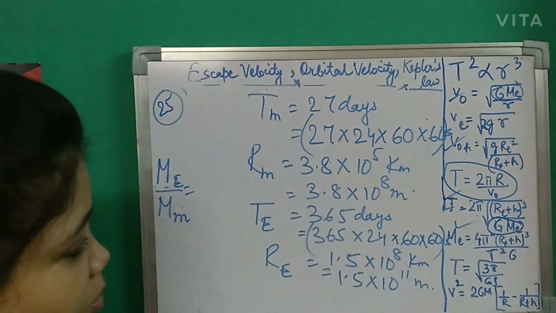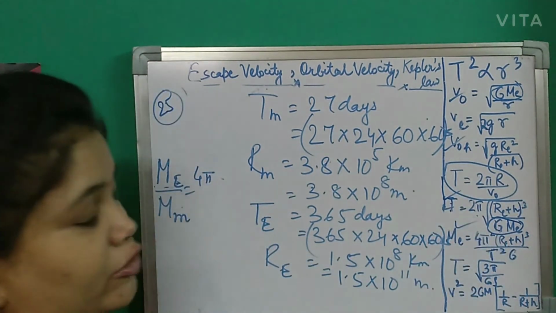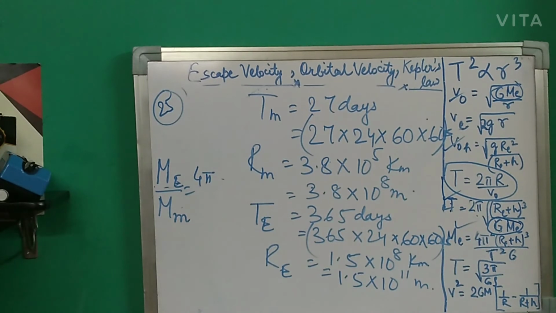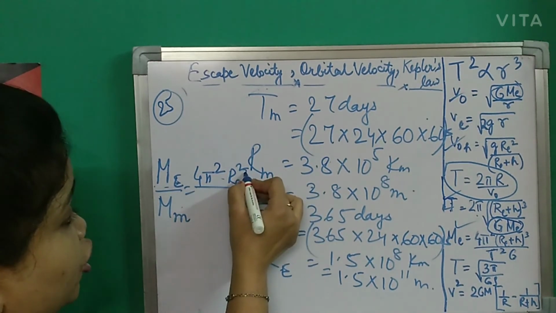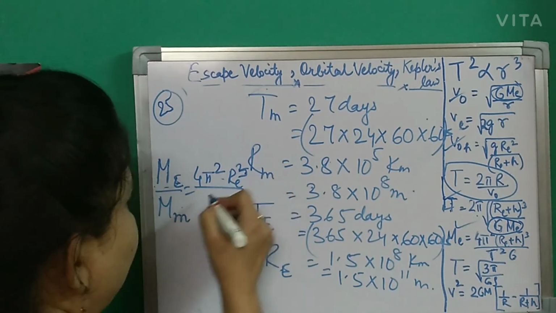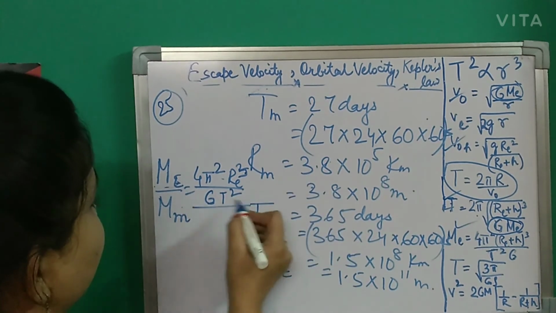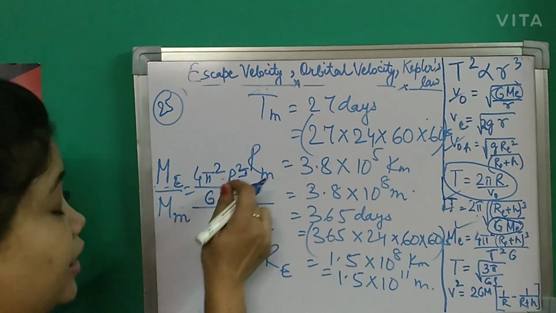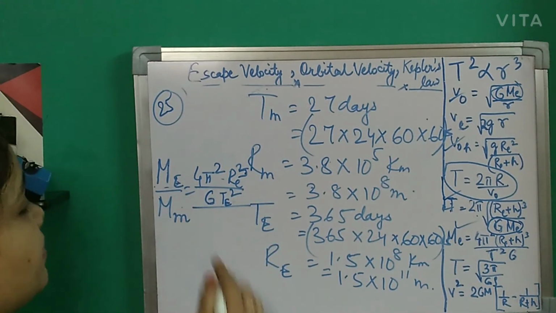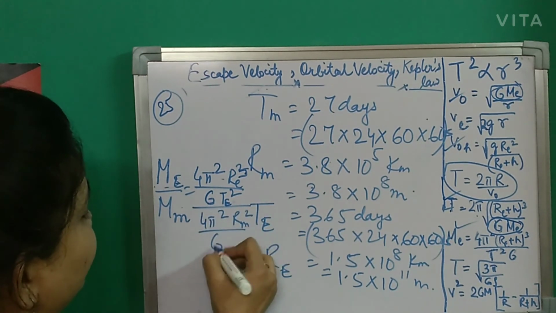Now look at the formula of the mass. It is nothing but 2 pi. Now since the height is not given here, students, you are not going to use the formula with h. So you can remove the h and you can put just 4 pi square RE cube by G TE square, where RE means the radius of the earth's orbit and TE the time period of the earth. And for the moon it is 4 pi square RM cube by G TM square.